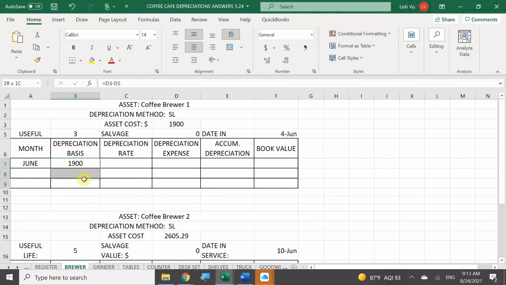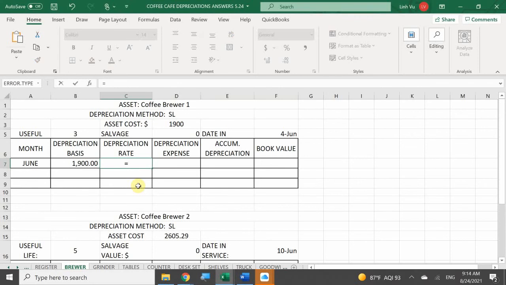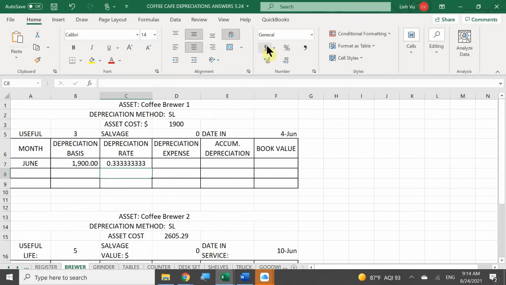All right, what's my depreciation rate? I got 0.33333333. Okay, so how did you figure that number out? I divided 1 by the estimated useful life. Good, perfect. 1 divided by 3 gives you 0.333333. 1/3 of its life, okay? Good. What's my depreciation expense going to be?